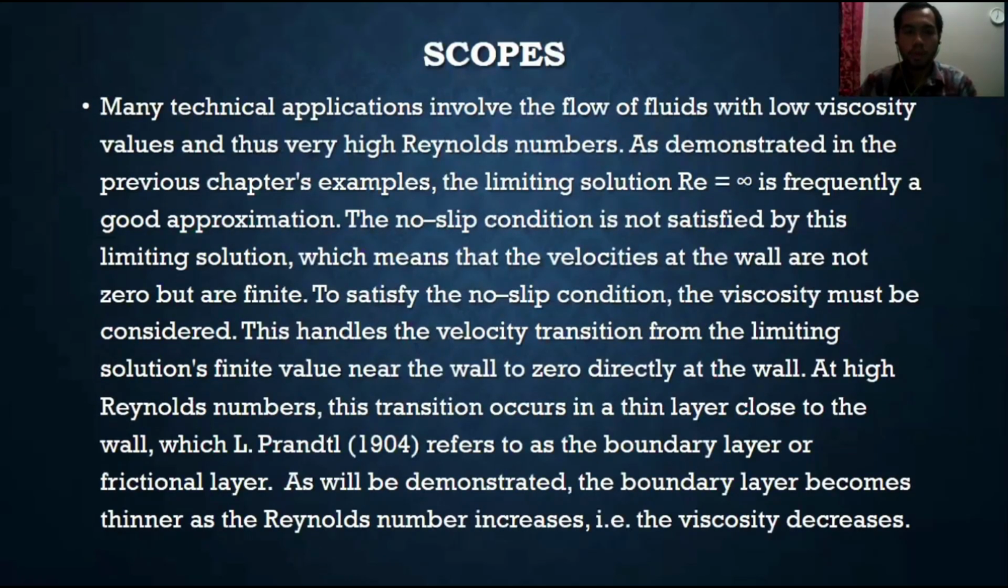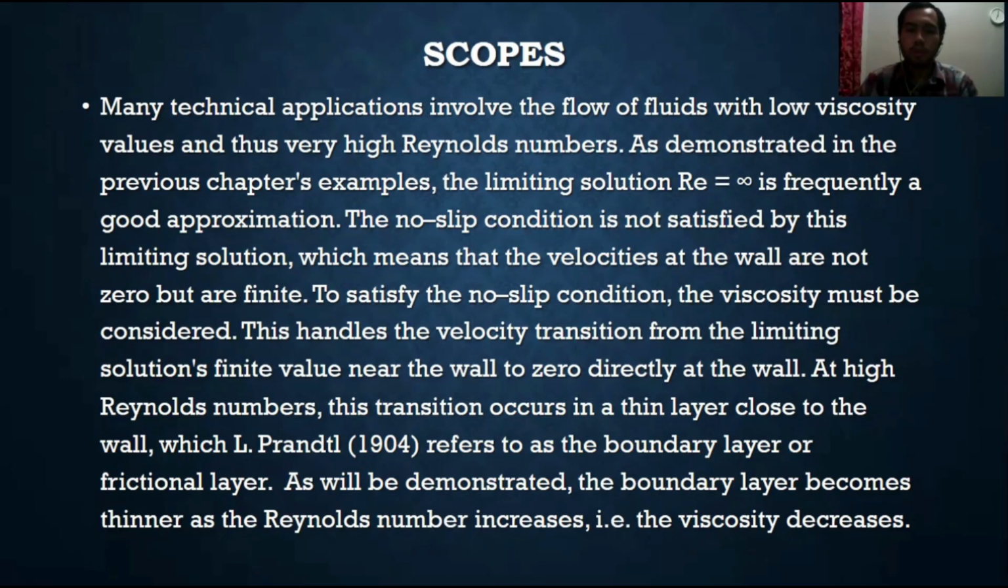For the scope, many technical applications involve the flow of fluid with low viscosity and thus very high Reynolds numbers. As demonstrated in the previous chapter's example, the limiting solution Re equal to infinity is frequently a good approximation. The no-slip condition is not satisfied by this limiting solution, which means that the velocity at the wall is not zero but finite.